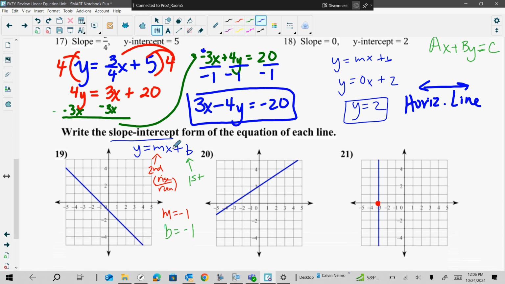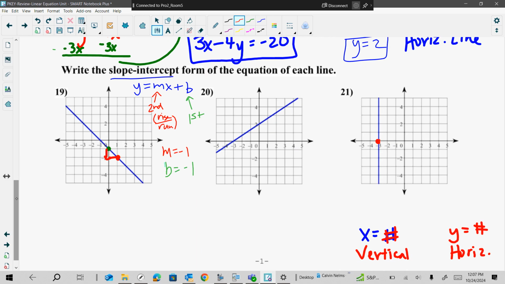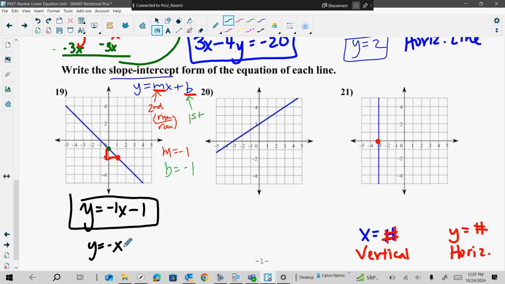So they want you to write in the slope-intercept form of the equation of the line. First you need to find the y-intercept. If I look, this y-intercept was at -1. Then I need another point to get my slope. This would mean I would go down 1 to the right 1. That's why the slope is -1 here. So now I'm just plugging in the parts, the m and the b. So this would be y equals -1x minus 1. Or you can just say -x minus 1.